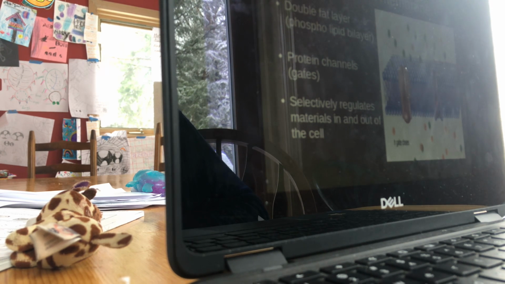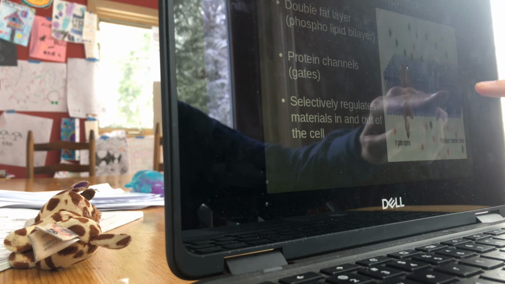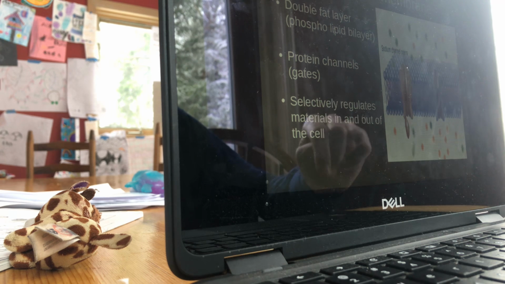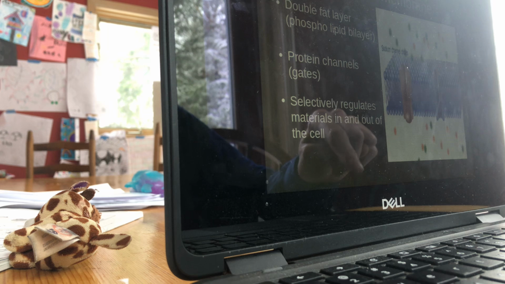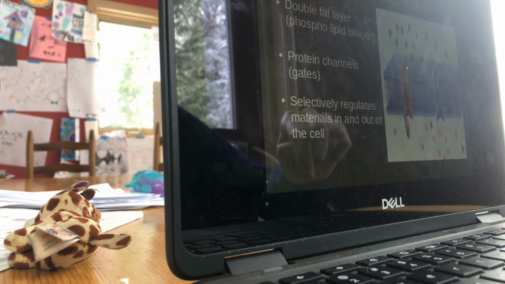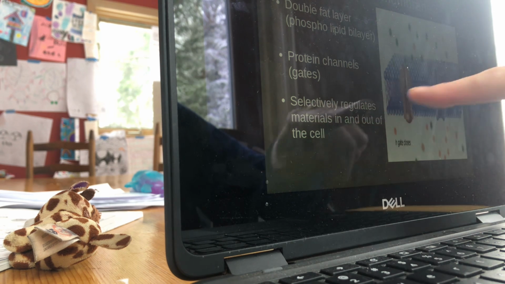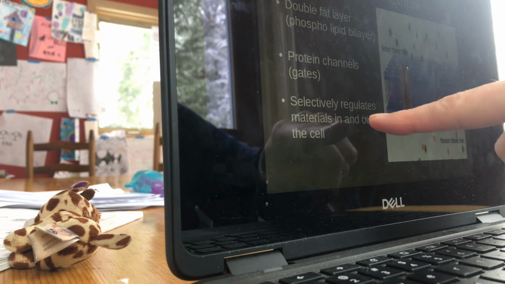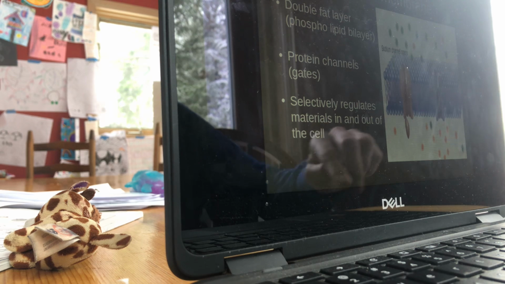This is also called a double fat layer. You could see the fat layer here. This is the first line of blue. Here is the second line of blue. That's a double fat layer. Also, you can see that these little greens are moving, and so are the little oranges, and this is known as selective. It is selected what goes in and out of the cell depending on what the cell needs.